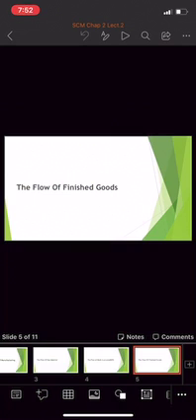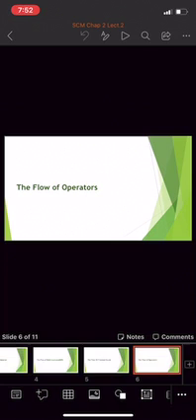Next is the flow of finished goods. When goods are completed in manufacturing to be sold or distributed to the customer, it is called finished goods. In a supply chain management flow, the finished goods of a supplier may also represent the raw material of a buyer. Finished goods flow helps to identify the logistics aspect of the supply chain.